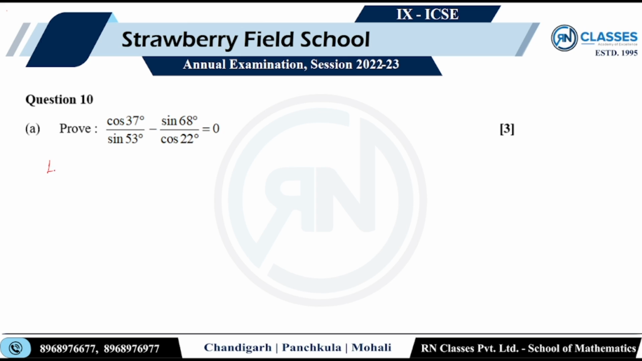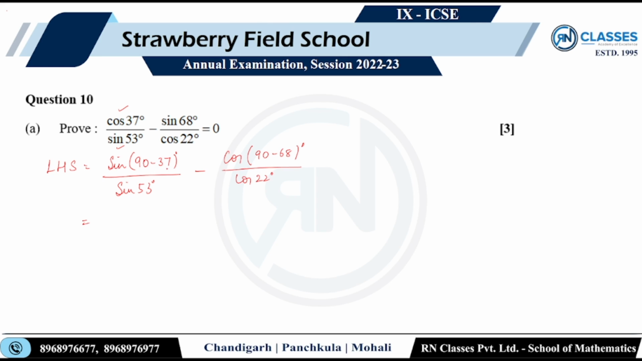So, LHS से शुरू करते हैं. Now, ऊपर है cos, नीचे है sin. Complementary angles का यूज करेंगे. So, cos को मैं लिख सकता हूं sin of 90 minus 37 by sin 53, minus sin 68 by cos 22. साइन को भी चेंज कर सकता हूं कॉम्प्लीमेंट्री, cos of 90 minus 68 degrees by cos of 22 degrees.